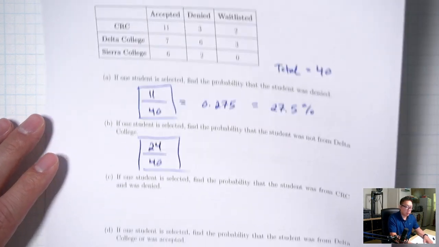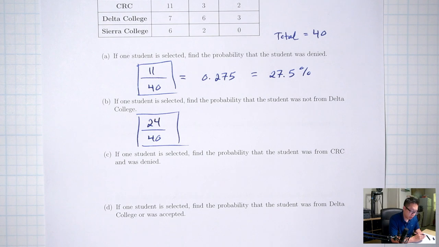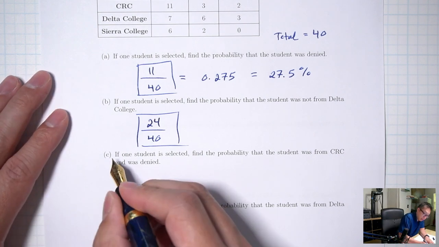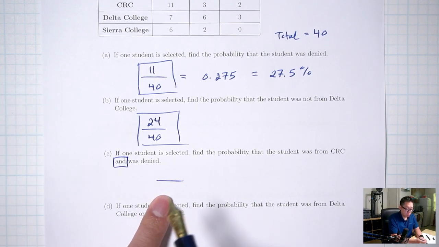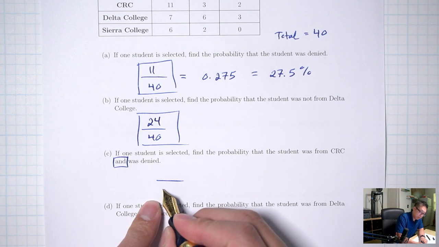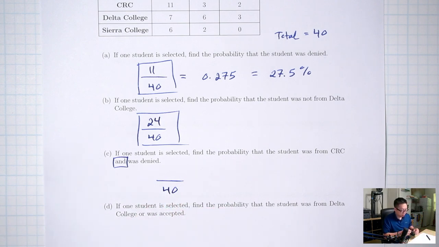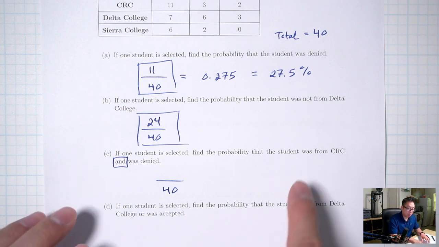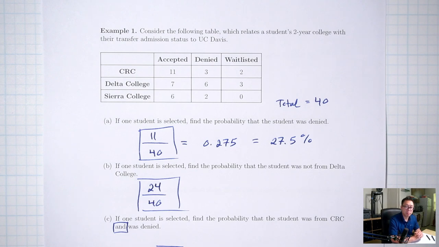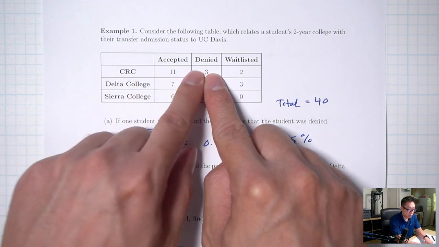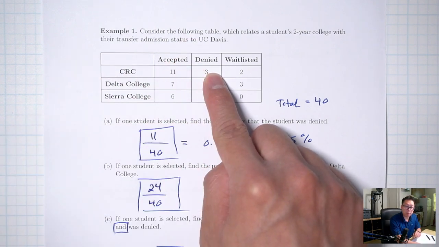Part C. If one student is selected, find a probability that the student was from CRC and was denied. So keyword here is the word and. The bottom is still the same as before, everybody, which is 40. Now the top. How many students are from CRC and was denied? When I say the word and, I mean at the same time. Okay, so how many students are from CRC and at the same time were denied? That would be just these three students. So these three students are from CRC and at the same time they were denied. So just three.